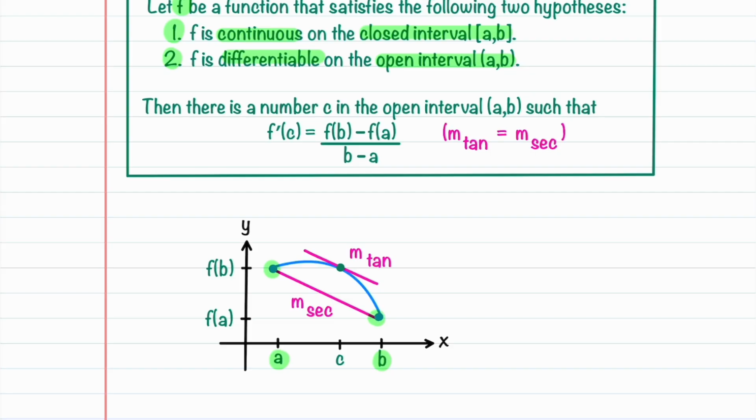It says then there is a number c, here's our c right here, such that the derivative f prime at c is just f of b minus f of a all over b minus a. You might recognize that. That is equal to the slope of the secant line. So what the mean value theorem tells us is that at some point c, the slope of the tangent line, that's right here, is equal to the slope of the secant line. That's the same thing as saying that the instantaneous rate of change is equal to the average rate of change.